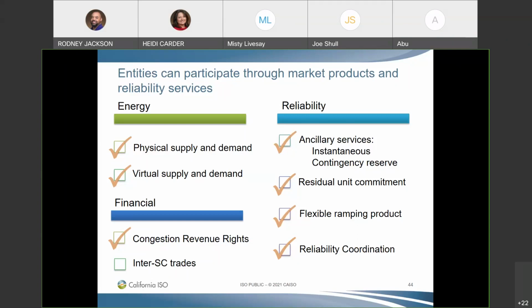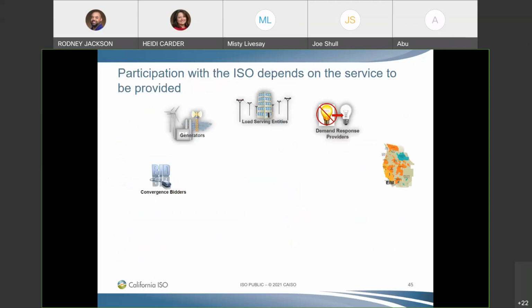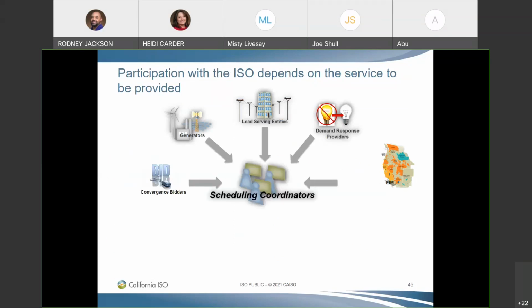Now, inter-SE trades are an optional accounting service that we offer for transactions between entities. So again, what is it that we do? Participation in the ISO depends on the services to be provided. Though there are many ways to interact with the ISO, only scheduling coordinators are authorized to transact business directly with the ISO. A scheduling coordinator is an entity authorized by the ISO to buy and sell power in the ISO markets.